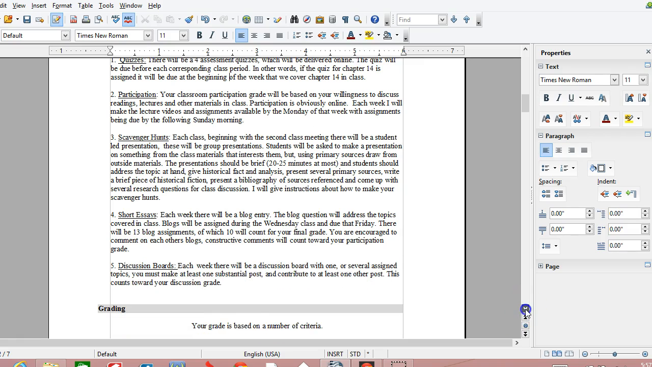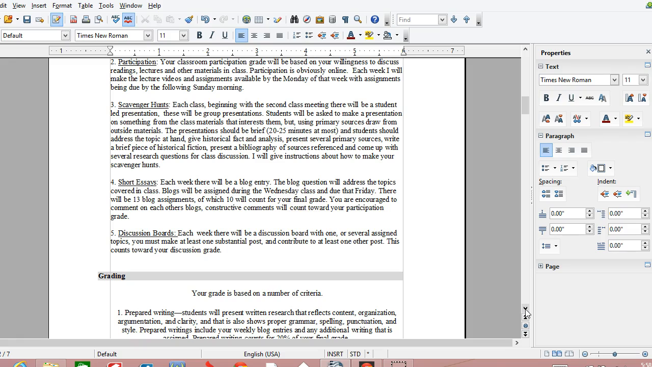Each week there'll be a blog entry. The blog entry will address the topics covered in class. I'll usually assign a couple of different possible topics, or sometimes I'll leave it open. They'll be assigned, this is left over obviously from the semester, but they'll be assigned by Wednesday and due that Sunday along with the rest of your materials.